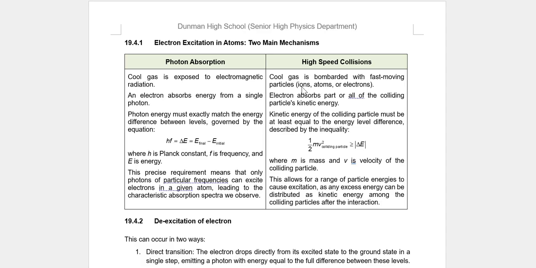But you can collide with ions, atoms, or electrons instead. This is easier because as long as the colliding particle has enough energy to excite the electron to the next energy level, the electron will absorb whatever it needs and leave the excess back to the colliding particle.